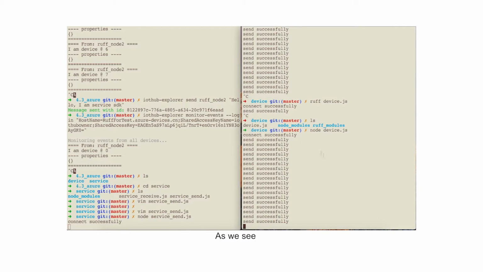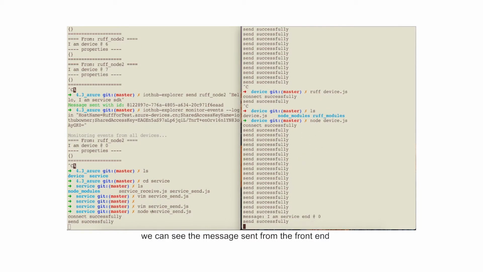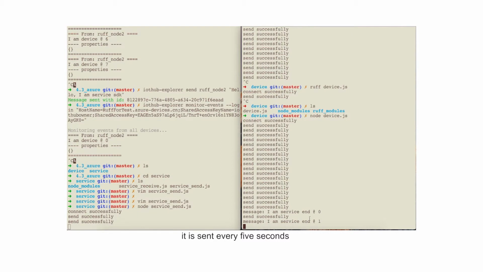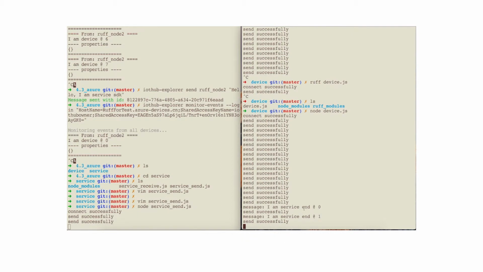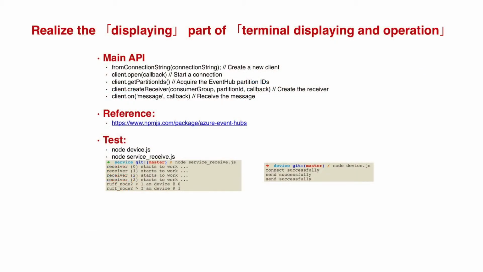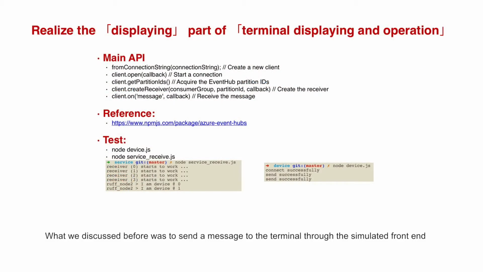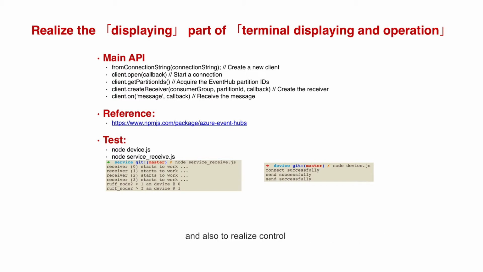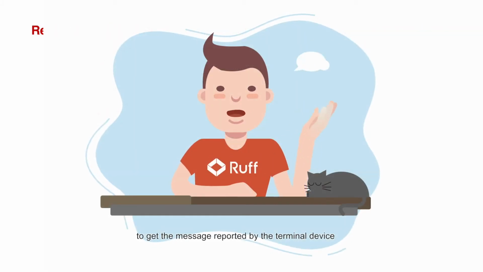Okay, as we see in the terminal on the right, we can see the message sent from the front end. It is sent every 5 seconds. What we discussed before was to send a message to the terminal through the simulated front end, and also to realize control. Next, let's realize the display part of terminal operation and displaying, i.e., to get the message from the IoT cloud, to get the message reported by the terminal device.